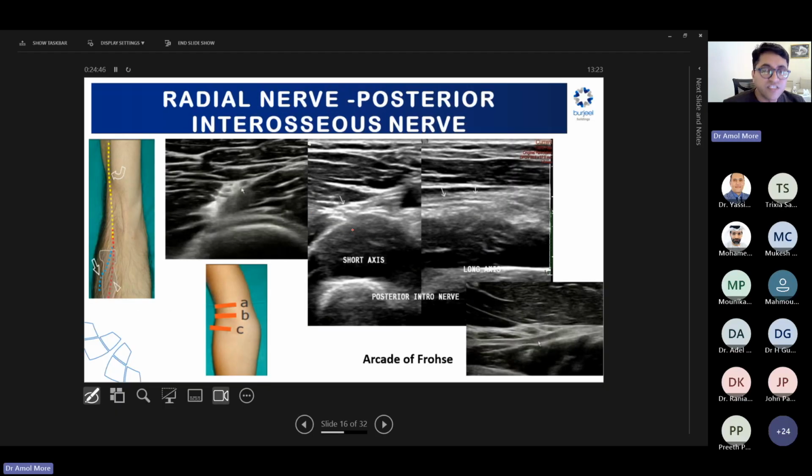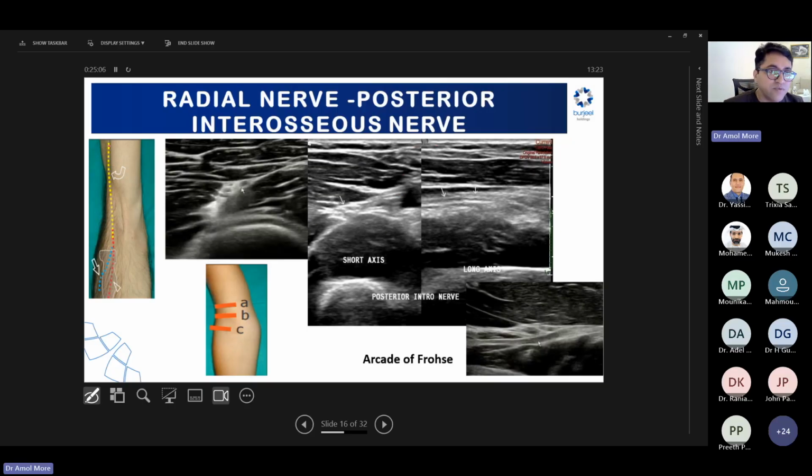Another important structure in the anterior elbow, which you all should know, because usually we get referrals for proximal lateral forearm pain. So in this case, we should be assessing the posterior interosseous nerve, which is what we call PIN syndrome.